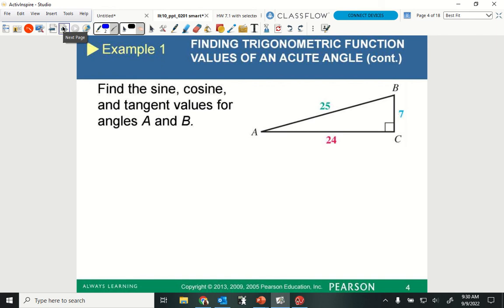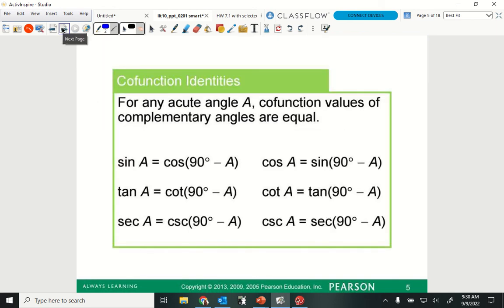Bam, bam, bam. Okay, we already did that. All right, next one is co-function identities.